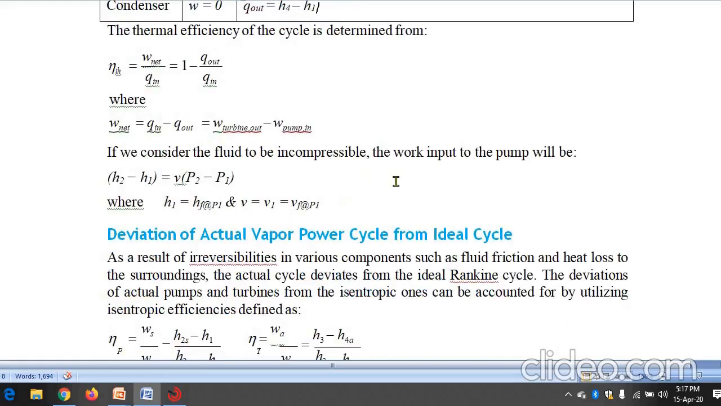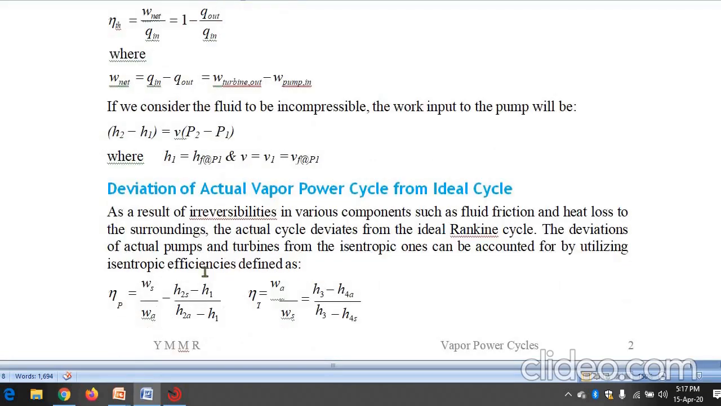But actual cycles deviate from it because of non-isentropic behavior, due to friction and loss of heat to the surroundings. The actual system does not always obey the ideal system; there are such small differences. The deviations of actual pumps and turbines from isentropic ones can be accounted for by utilizing isentropic efficiency. Thereby we can define it, because they deviate from the ideal cycles.